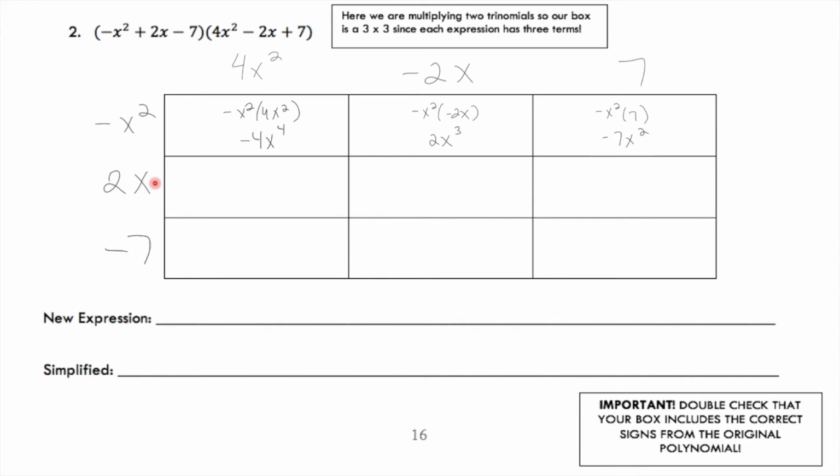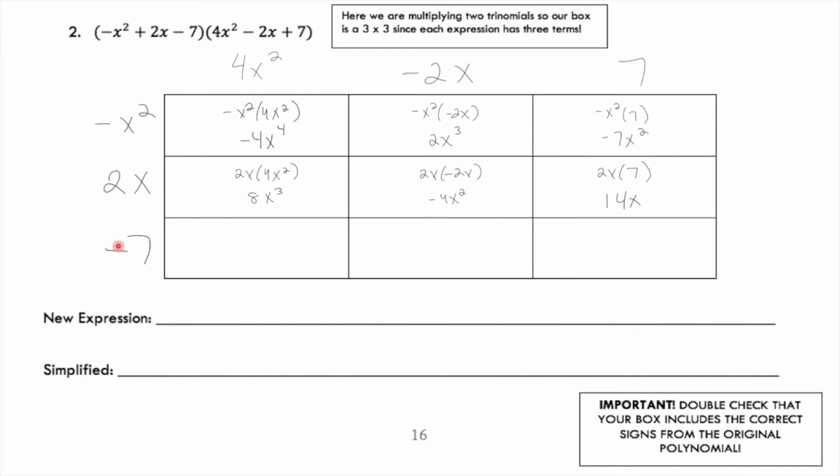Moving on to the next row, where we're going to distribute 2x to each of those terms using the box. So 2x times 4x squared gets me 8x cubed. 2x times negative 2x gets me negative 4x squared. And 2x times 7 will get us 14x. Remember, you can always pause this video if I'm moving a little bit too fast for you, so you can write down the terms as we go.